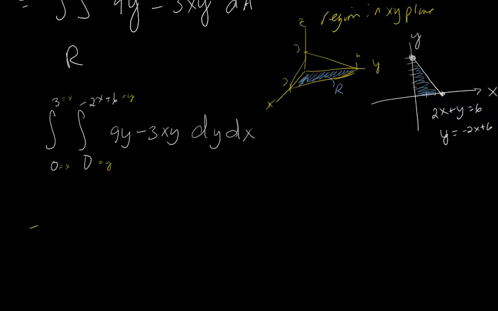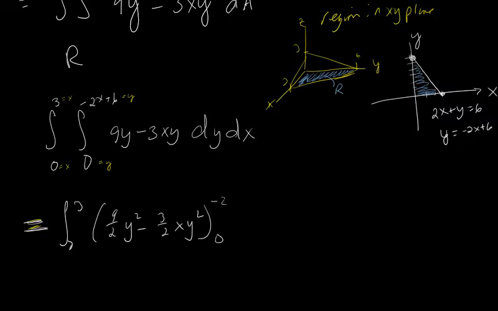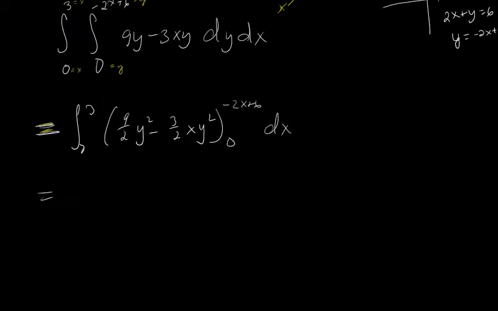So this is equal to the integral from 0 to 3 of, integrating with respect to y, 9/2 y squared minus 3/2 x y squared. I forgot to square both of those. And we'll evaluate that from 0 to negative 2x plus 6, and then integrate with respect to x.